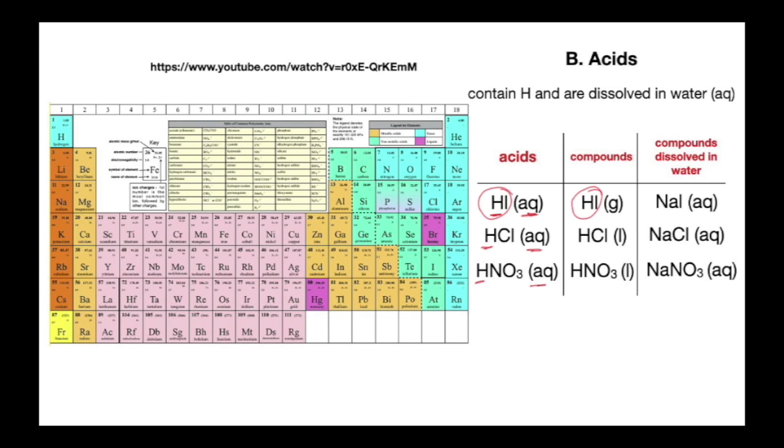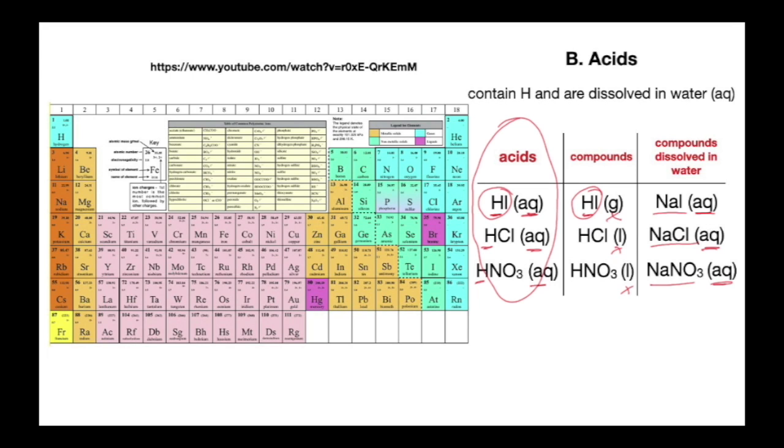This is the same one, HI, right? It's got an H, but it does not have aqueous. No aqueous. It is not an acid. It could become an acid if it was dissolved in water, but it's not an acid at the moment. Okay, and same thing here. I have aqueous all the way down, but none of these have H's. So this is the only column that we would consider acids.